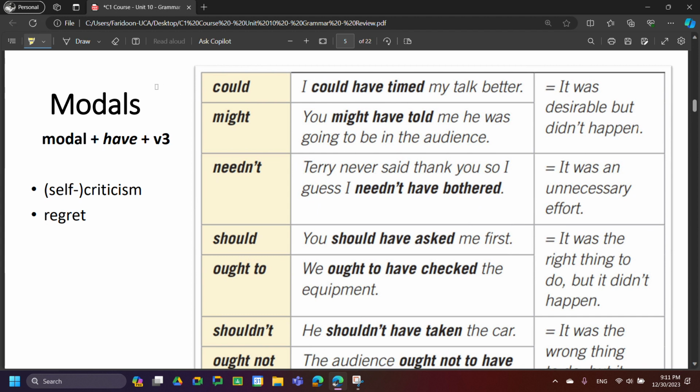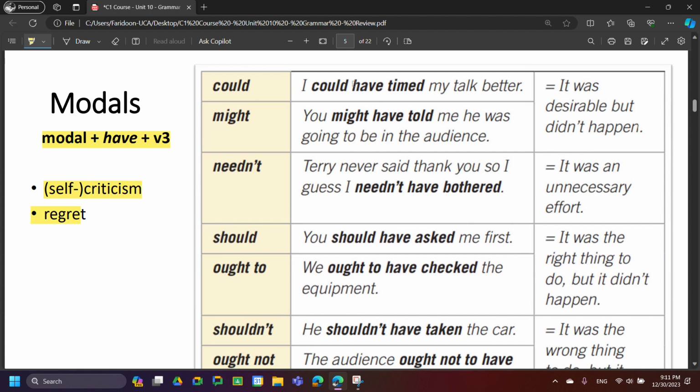Another structure we have is modals. So you're using modal plus have plus verb number three, also called the past modal in some cases. And we use them for criticism, self-criticism, or even regret. Example, I could have timed my talk better, and you might have told me he was going to be in the audience. It's kind of like it was desirable to happen, but unfortunately it didn't. It didn't really happen, okay?